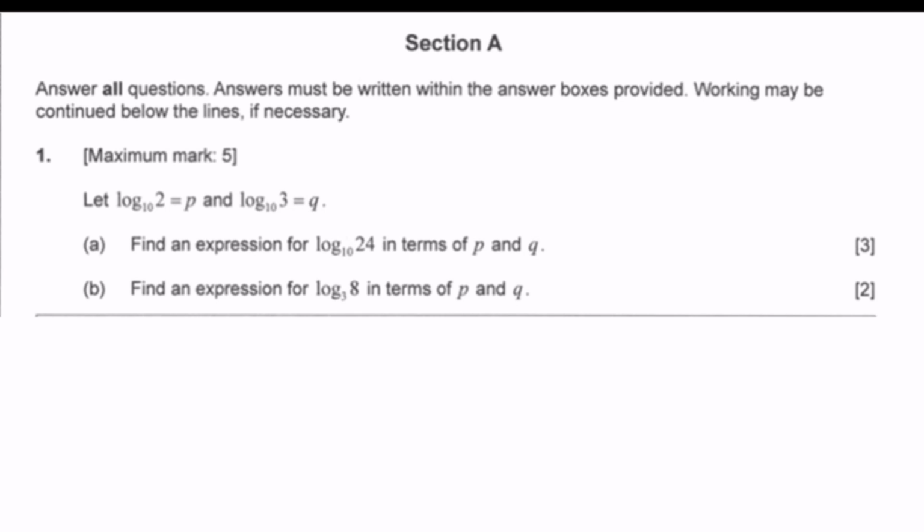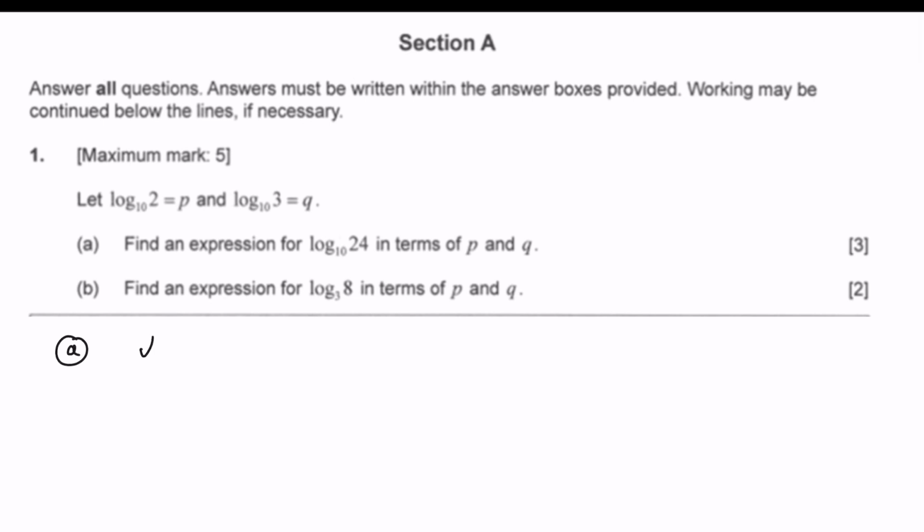Today we'll be solving the Math EE HL Paper 1 of May 2025, Timezone C. Let's get started with the first question. We have log base 10 of 2 is p and log base 10 of 3 is q. We need to find the expression of log base 10 of 24. We can break it down and write it as log base 10 of 8 times 3, right?